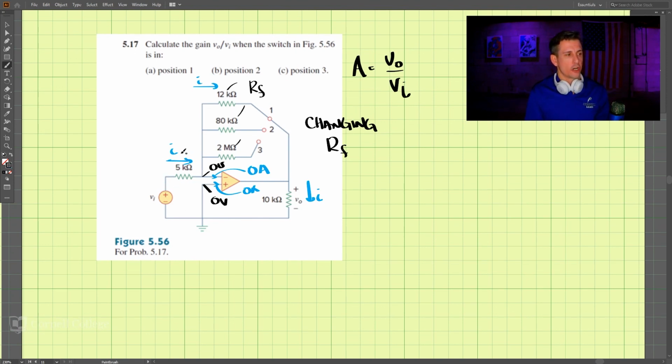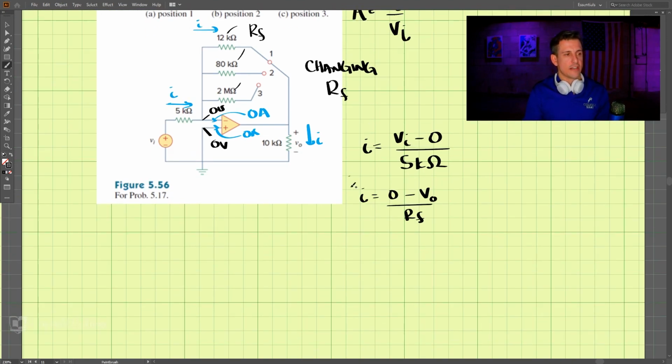So let's do our current I is equal to VI, this input voltage, minus 0 volts divided by this 5 kilo ohm resistor. We also know that I is equal to 0 volts minus V naught divided by the feedback resistor, RF. So we're going to set these two equal. We have VI divided by 5 kilo ohms equal to this, 0 minus V naught, well, we could just write that negative V naught divided by RF.